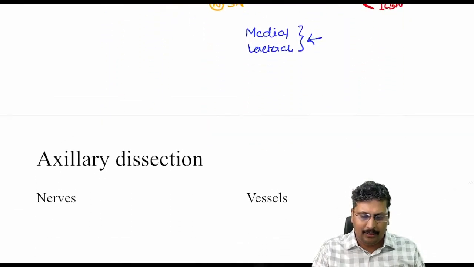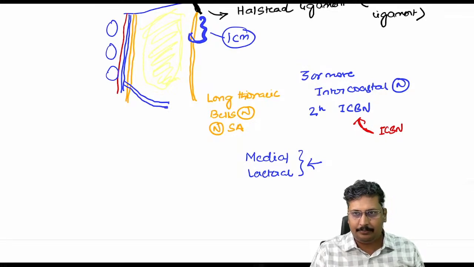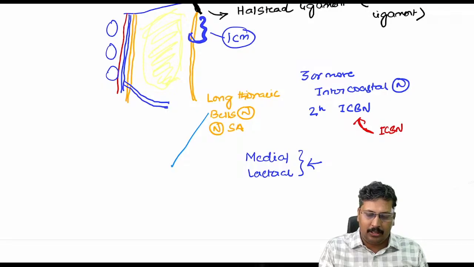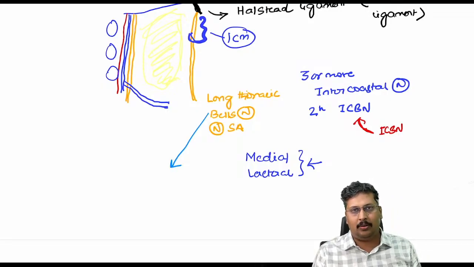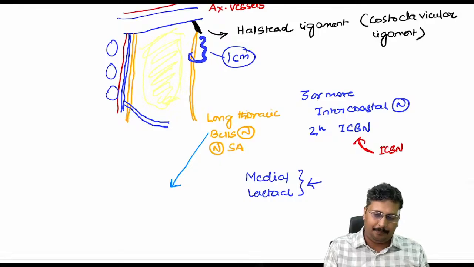And again, the other nerve that can be injured while doing this axillary dissection is, again, the Bell's nerve, which will cause winged scapula. So it will cause winging of the scapula.